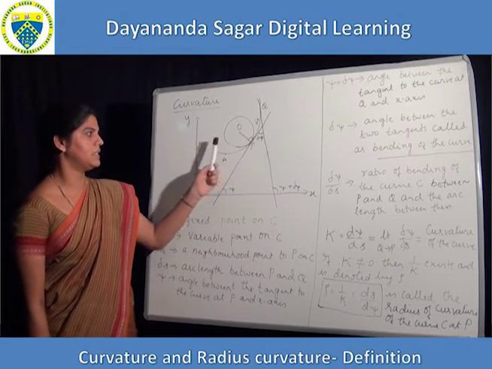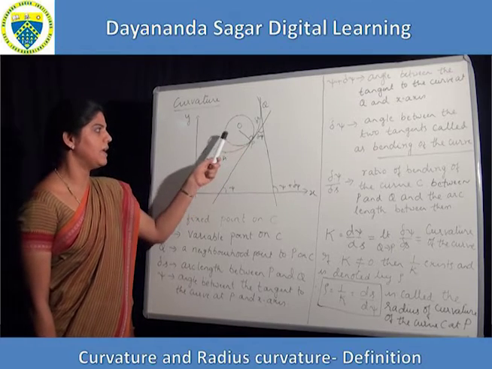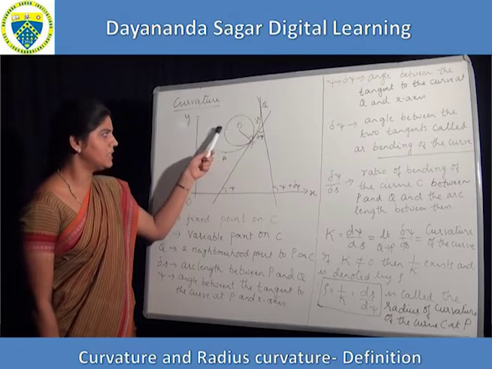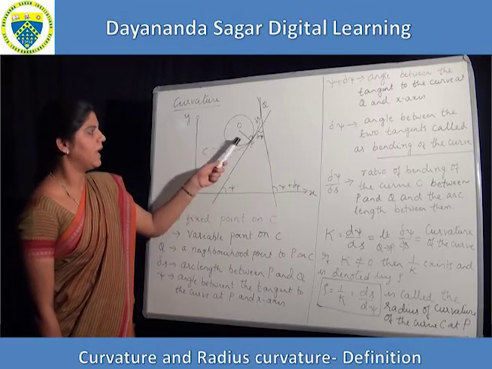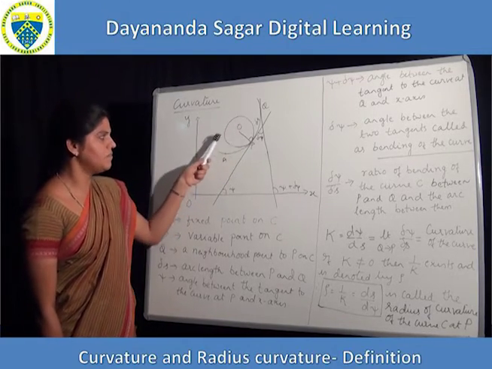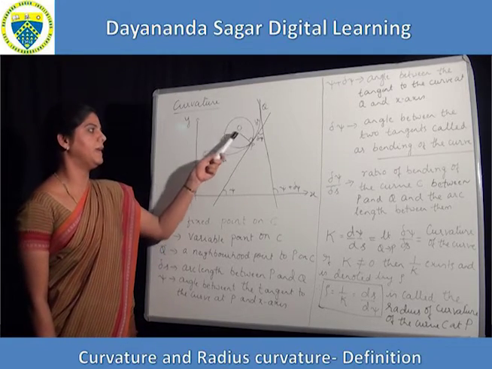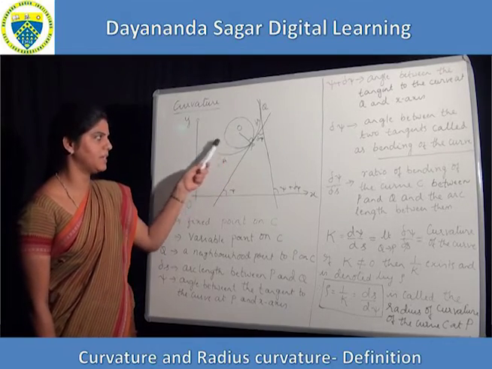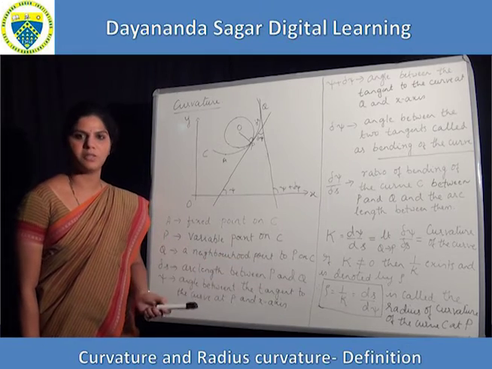Now let us consider this curve, and we have taken a point P. Draw a circle with center O and with radius OP, which touches the curve only at point P. The circumference of this circle is called the circle of curvature, the center of the circle is called the center of curvature, and the radius of the circle is called the radius of curvature. So this is the geometrical meaning of the radius of curvature.